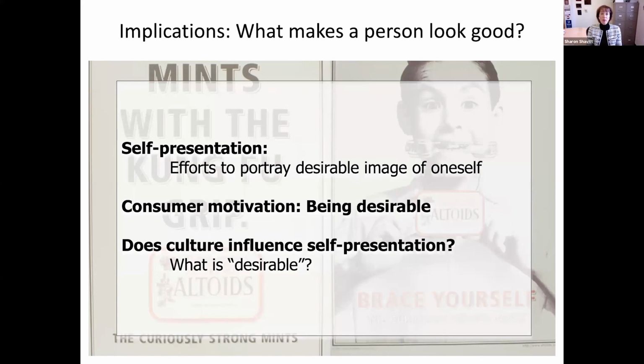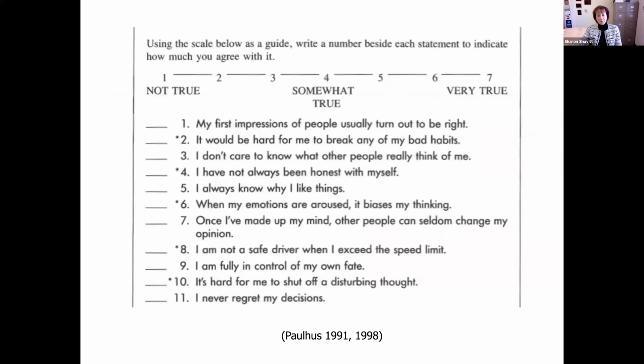Well, one implication is that if we see ourselves differently, then our view of how to present ourselves to others may be different as well. Okay? So people who study self-presentation, that is the effort to portray a desirable image of oneself, are interested in how people try to look desirable to others. So in a consumer context, the question is, what is desirable to be as a consumer? How does culture influence what you think of as desirable? So we looked at this question in our own research in a number of ways.